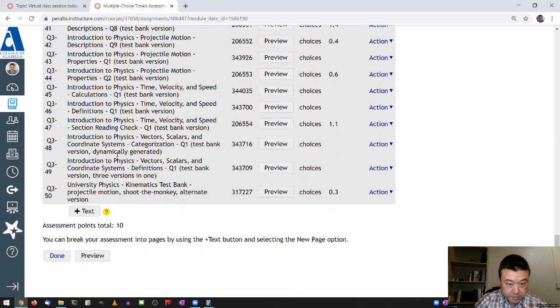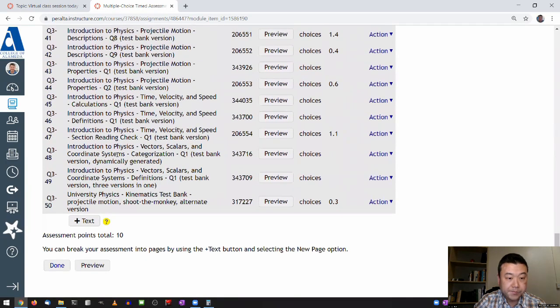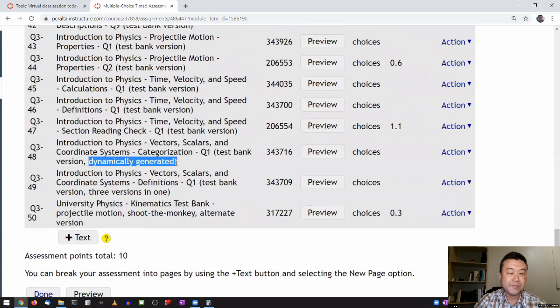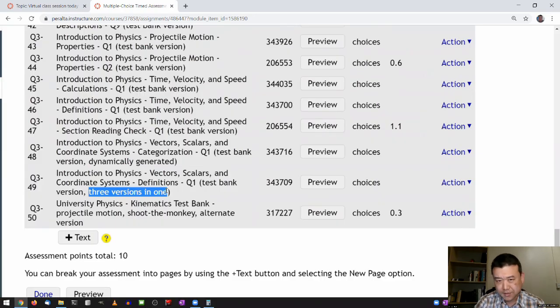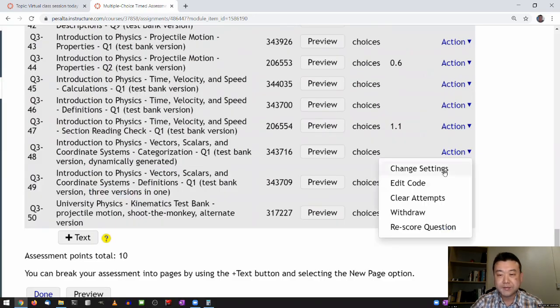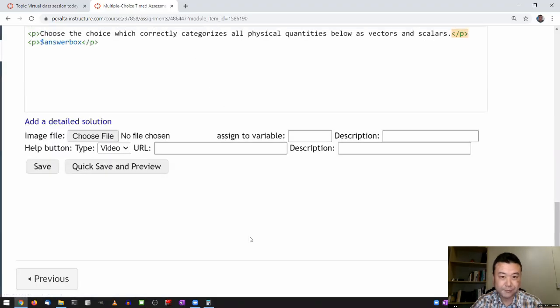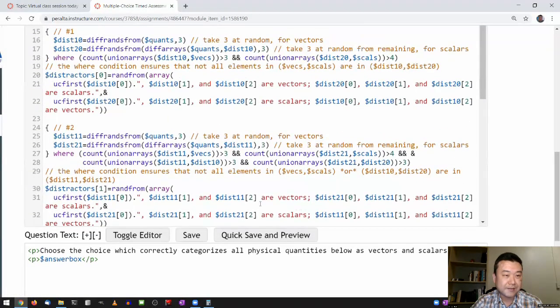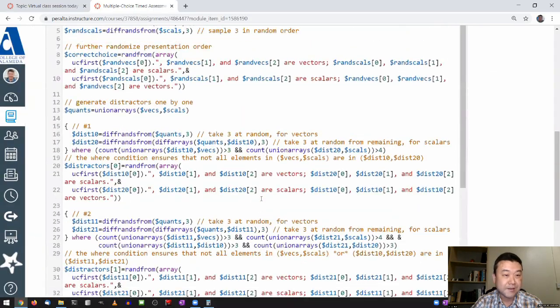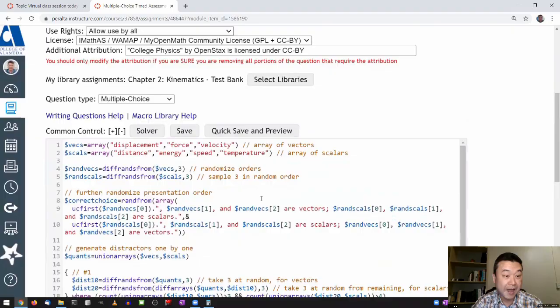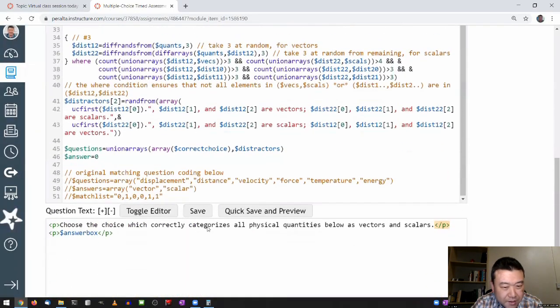Even in those cases, I want to warn you that this is a sophisticated system, which is what I love about it. Some of the questions are dynamically generated, or have multiple versions in one. So just because a question sounds similar, you shouldn't assume it's exactly the same question. The dynamically generated ones are what I love the most, because they generate a large number of choices. So which question was this? All quantities below as vectors and scalars, yeah.